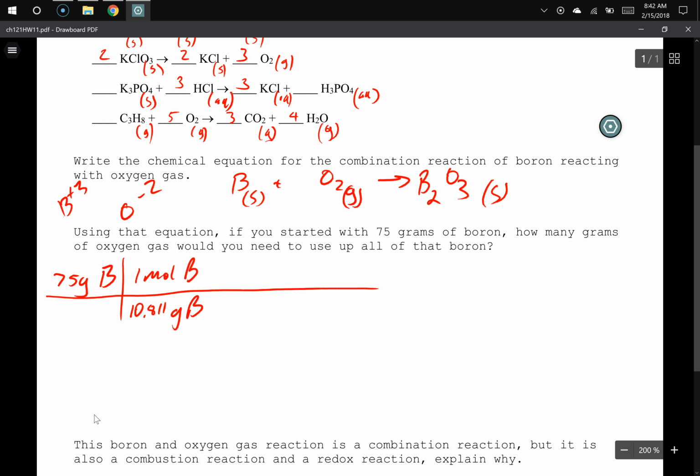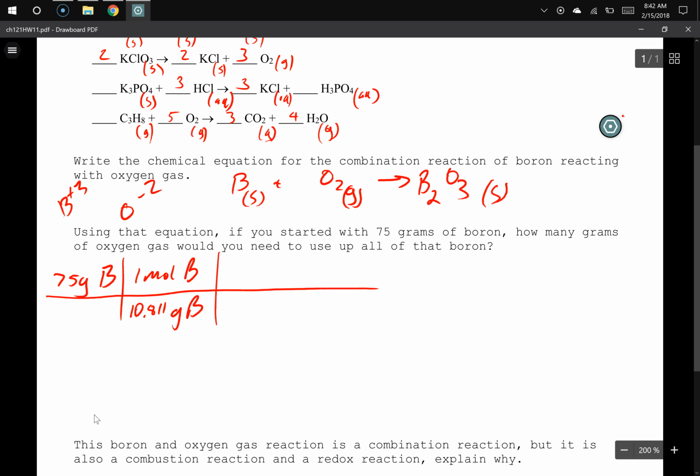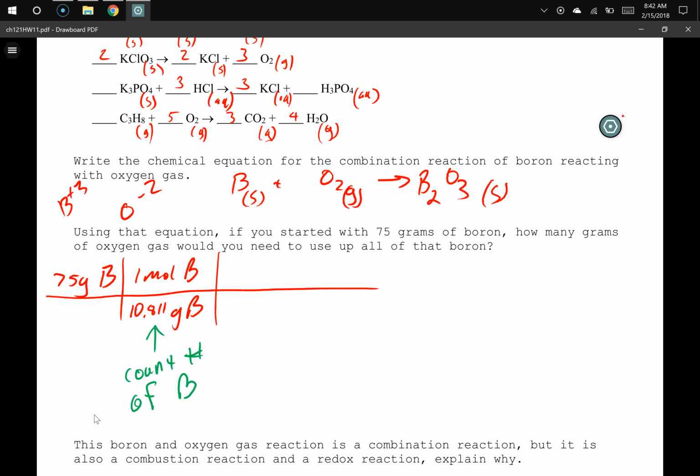What does this first step do for us? Why do we want to get rid of grams? Count the number of B's. I just counted out the number of borons. Great. Okay, so I know how many borons I need because when this, we totally messed something up, didn't we?